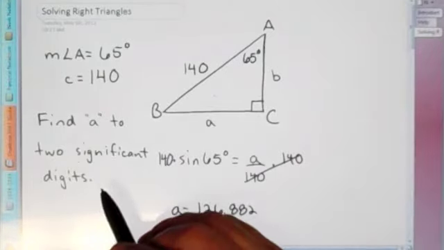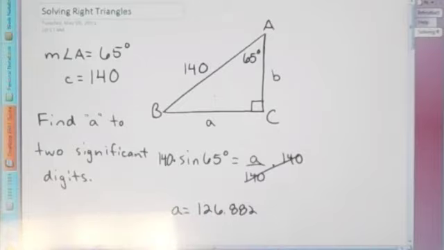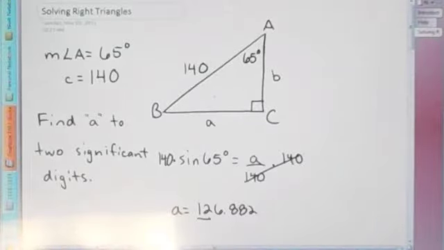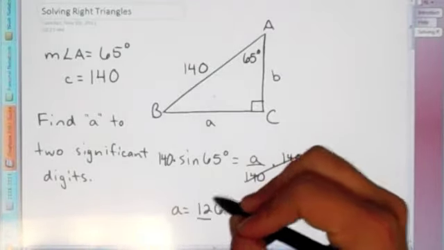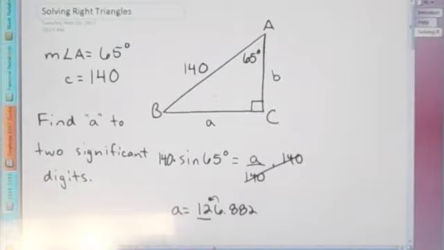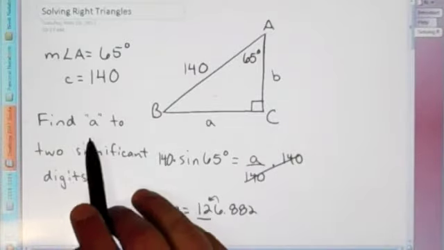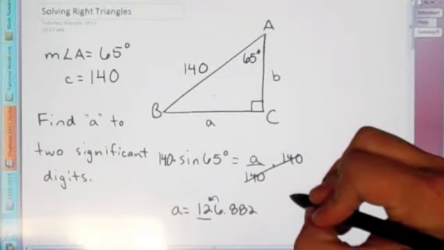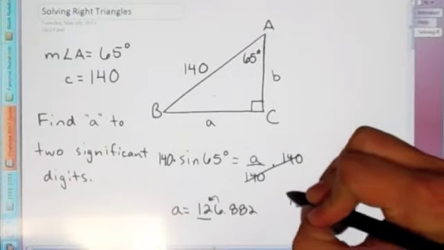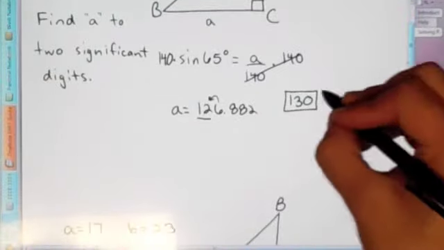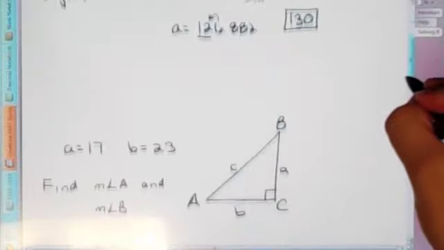Significant digits, what that means is you're going to look at your front two numbers and you're going to round to whatever. So you're going to use this third one to either round up or down, and everything else becomes 0. So if I want to find A to two significant digits, this would round up to a 3. So my final answer would be 130. Okay? 130. That's how you do significant digits.